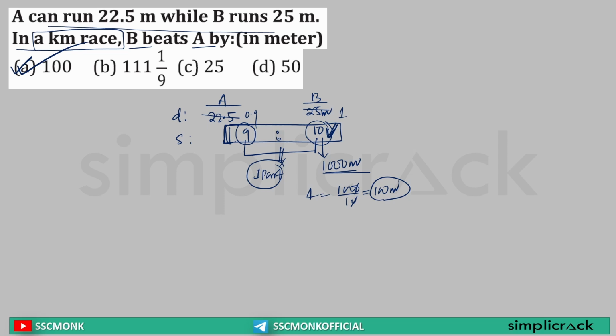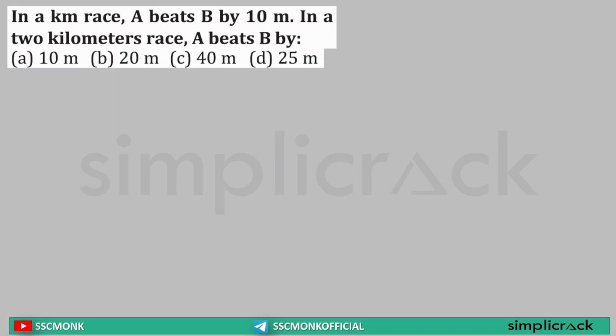Sorted. Next. In a kilometer race, A beats B by 10 meter. In a 1 kilometer race, that means A is running 1000 meter, because A is beating B. So if A runs 1000 meter, B is running 10 meter less than this, that means 1000 minus 10, that is equal to 990 meter. Yes or no? What is the ratio, sir? Zeros crossed out, 100 is to 99 is the ratio.